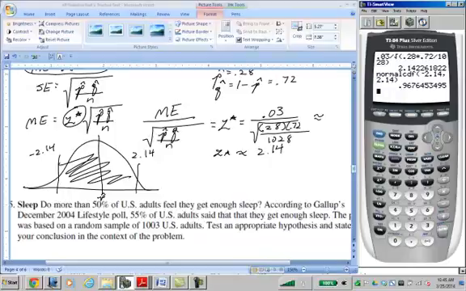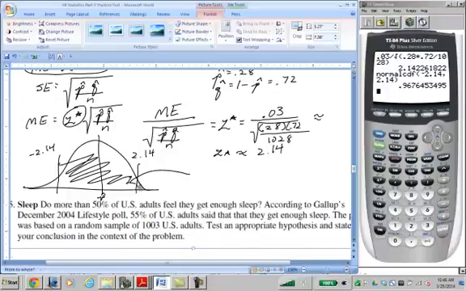So this area here is approximately equal to 0.97. So the area under the curve encompassed by a z-star of 2.14 is 97%.